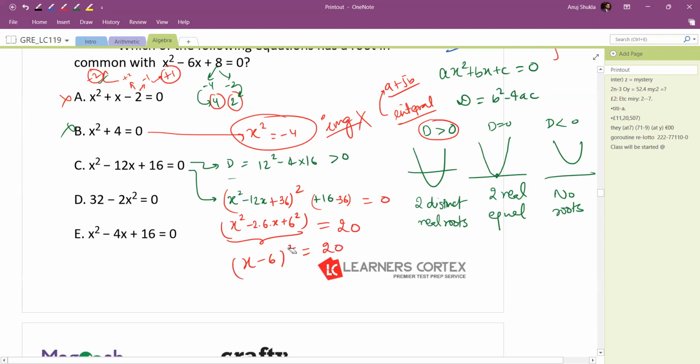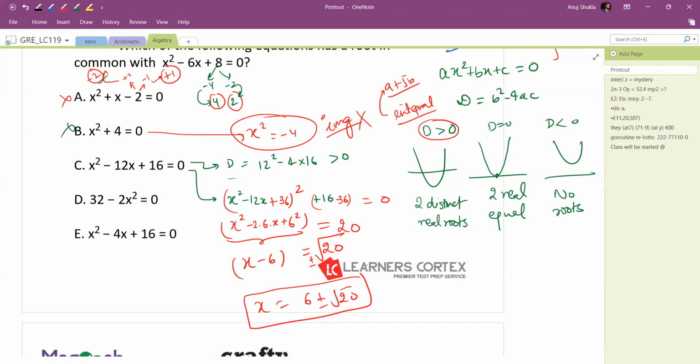If you take the square root, can you say this will be root 20 plus minus? x minus 6 equal to plus minus root 20. What is x value? 6 plus minus root 20. So this will be the solution for this equation. 6 plus minus root 20.